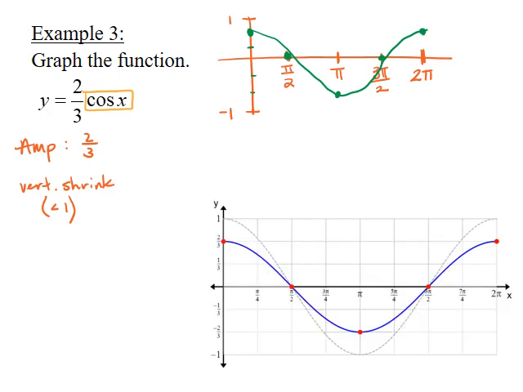Here I've graphed for you what cosine of x looks like. So this dashed line is cosine of x. And then the blue line here is 2/3 cosine of x.